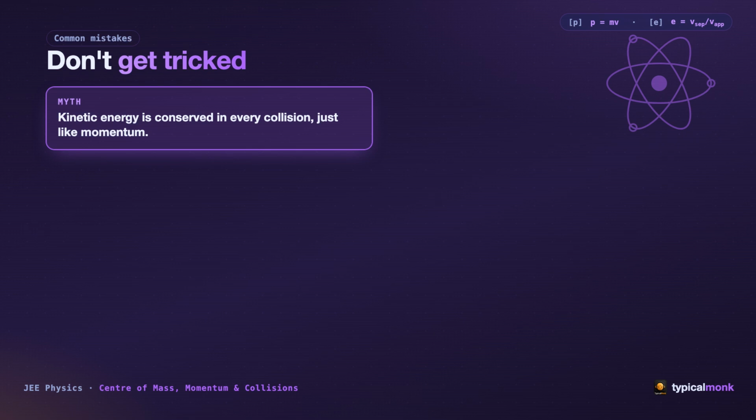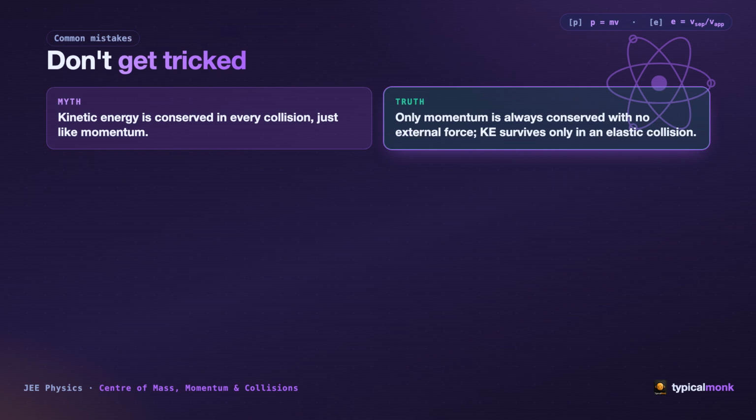Two myths that trap thousands of students every year. Myth 1. Kinetic energy is conserved in every collision. Just like momentum, it feels natural. Surely if one quantity survives, so does the other. But here is the truth. Only momentum is always conserved when there is no external force. Kinetic energy survives only in an elastic collision and is partly lost in every real one.